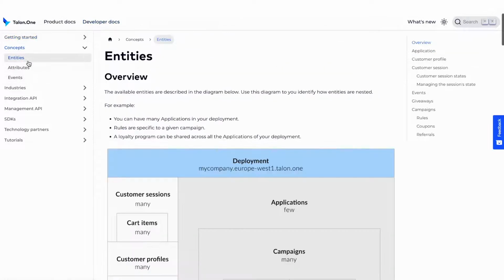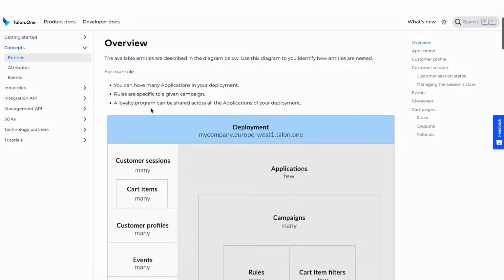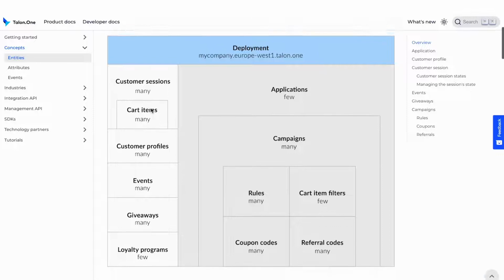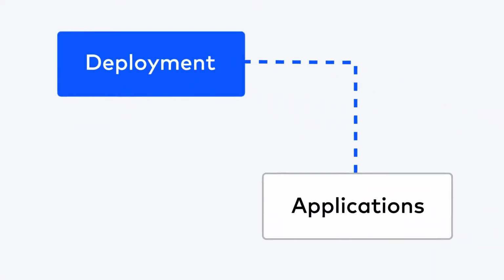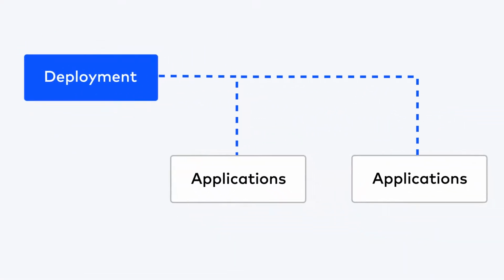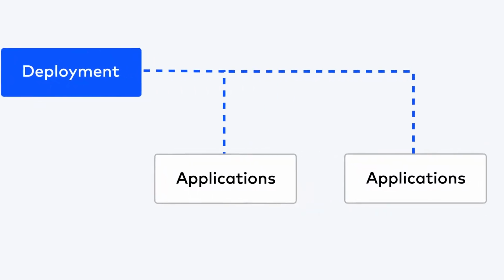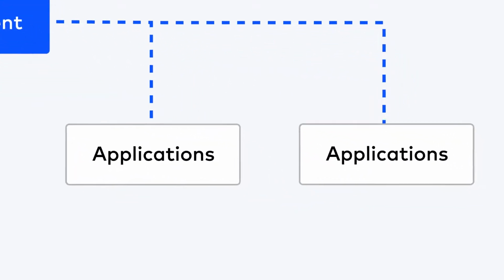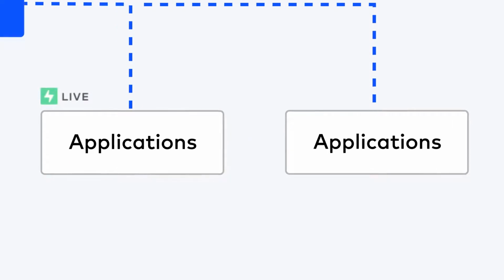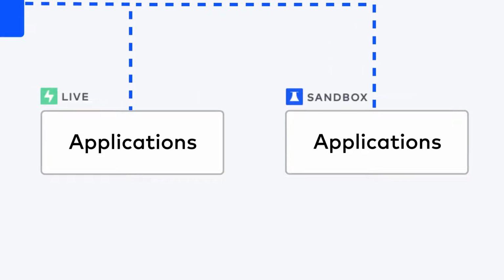It is quite important in the beginning to have an understanding of the different entities in Talon.One. In each deployment, you will have one or multiple applications, and an application is defined by an API key, time zone, and currency. And it's up to you how you'd want to structure your applications, but in general, we recommend having one live application and one sandbox application.